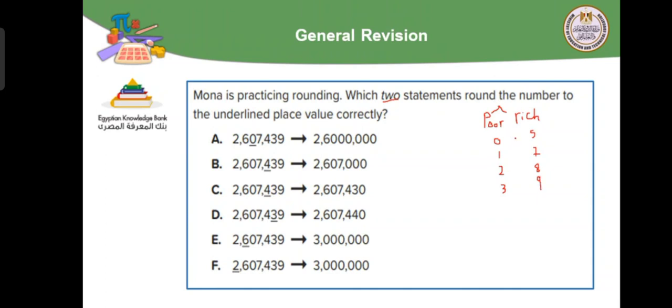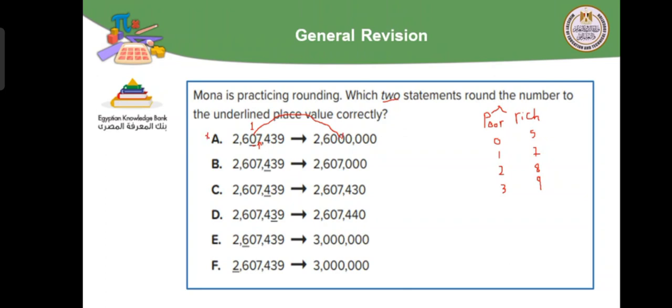If I make rounding, look here, number A, 0. Which place value here? 10,000. So look at 7. 7, rich or poor? Rich. So 0 will be 1 after rounding. Here, look, is 0. Will it be 1 at the same place value? No, it doesn't change. So the first one is not correct.